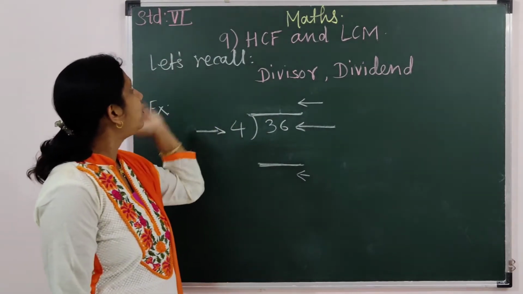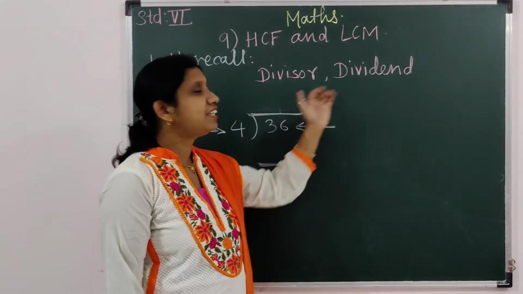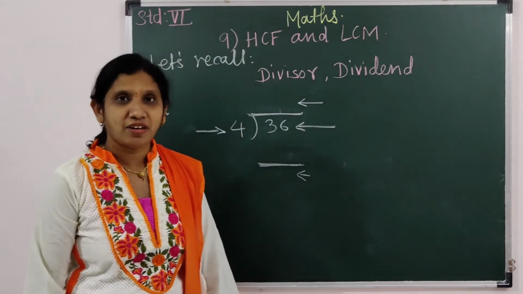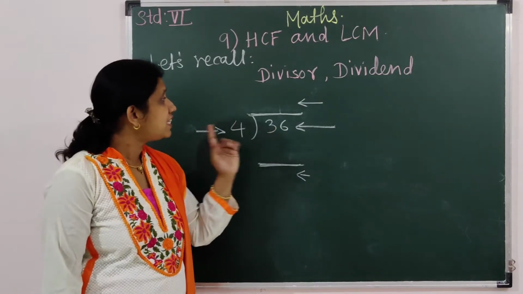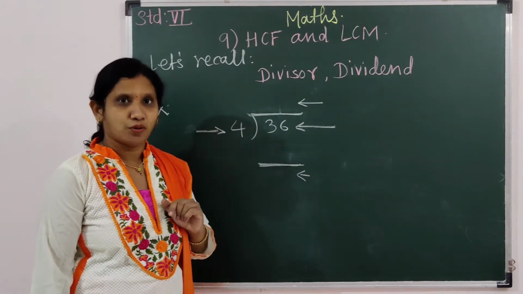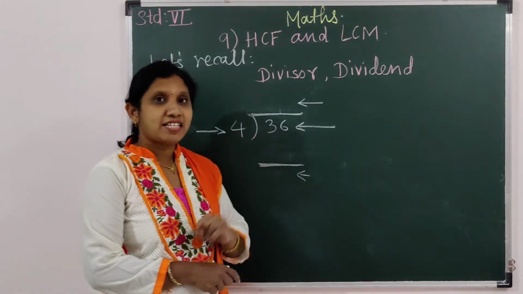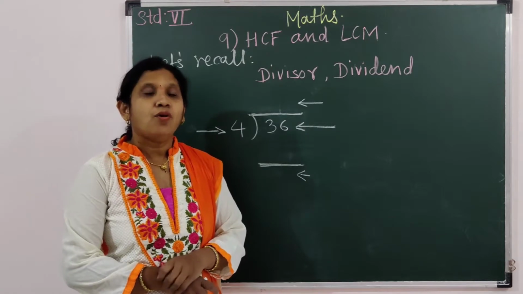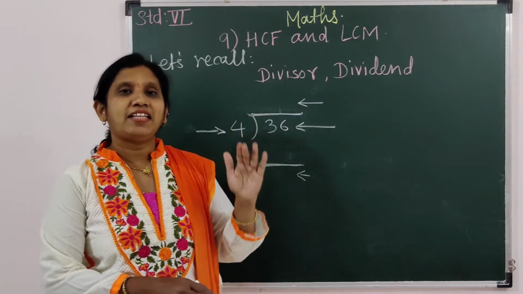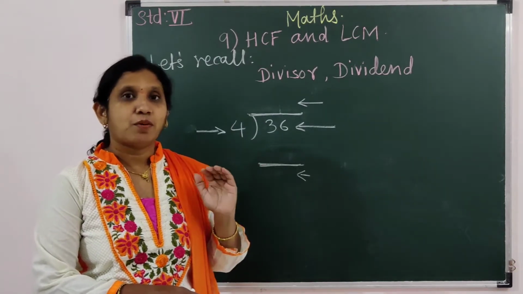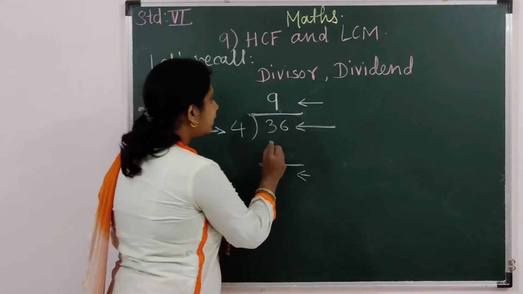In this we are going to study first. Let's recall. In this we have to see what is divisor and what is dividend. I have written on a blackboard one example. 36 is divided by 4. Now we have to say the table of 4 till 36. So 4 1s are 4, 4 2s are 8, 4 3s are 12, like this till 36. 4 9s are 36. So let's write here 9, 36.